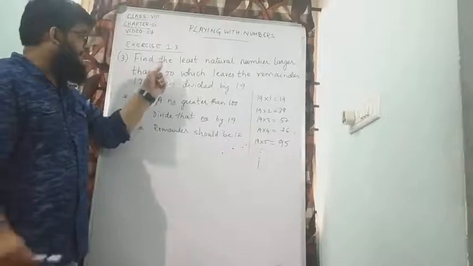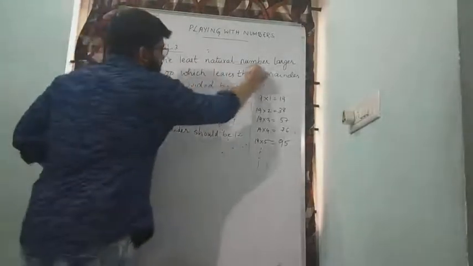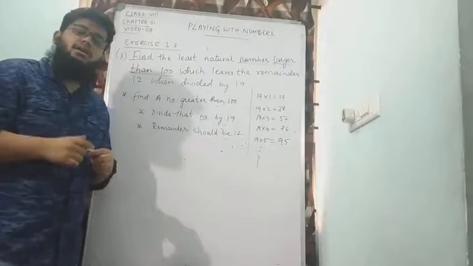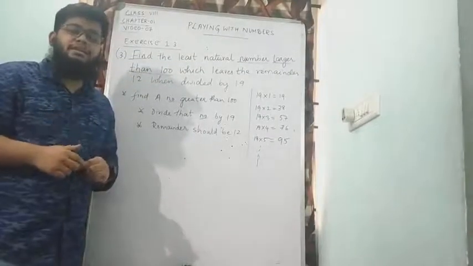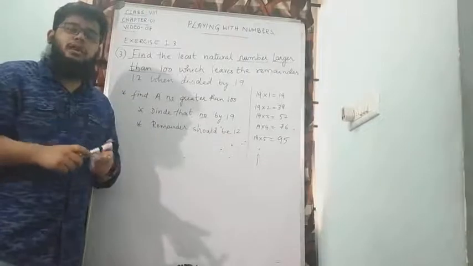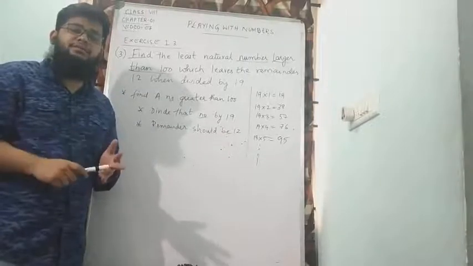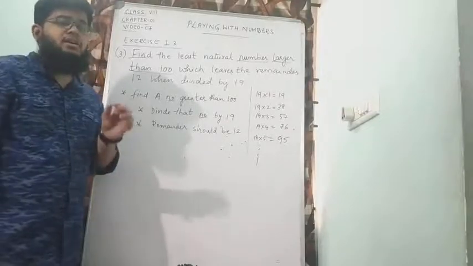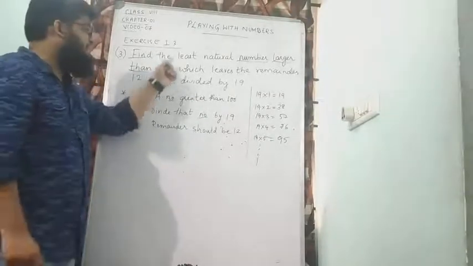So we should find a number which is larger than 100. What are the numbers that are greater than 100? 101, 102, 103, 104, etc. All these numbers are larger than 100. So we should find out a number which is greater than 100.